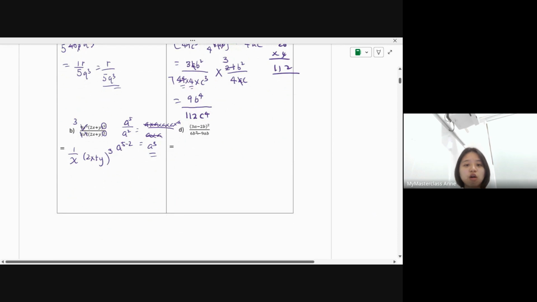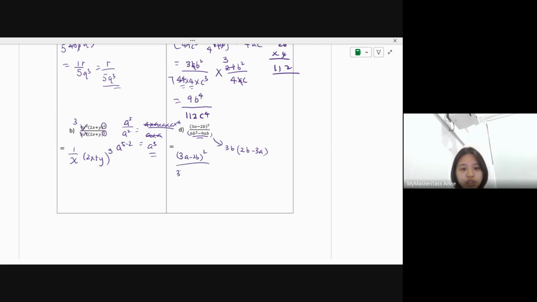For this one, whenever you see algebraic fractions, what you need to do is simplify. I can take out the common factors. Here, I actually have a common factor for 6b² minus 9ab. The common factor is 3b: 3b times (2b minus 3a). This is my denominator. So I can write down (3a minus 2b)² over 3b times (2b minus 3a).